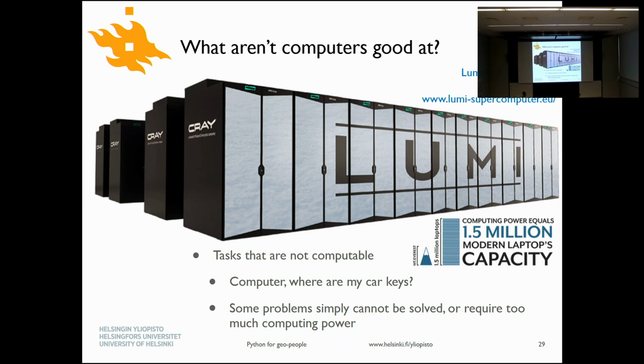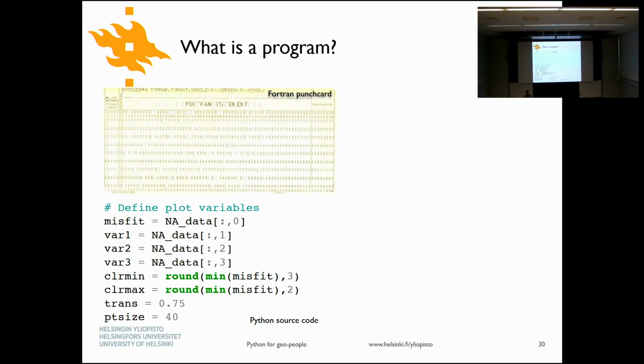And there are some tasks that just are impossible to solve, or they just require too much computing power. Of course, we have supercomputers, but sometimes with some tasks, even that may not be enough. So part of the art of programming is to simplify the task so the analysis doesn't take forever. So what is a program?